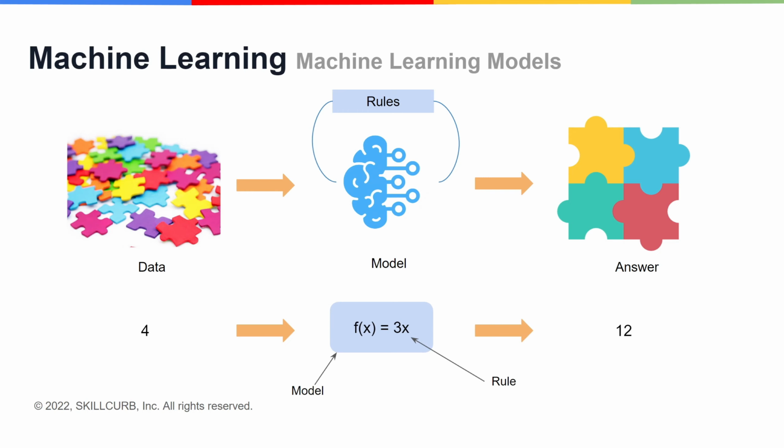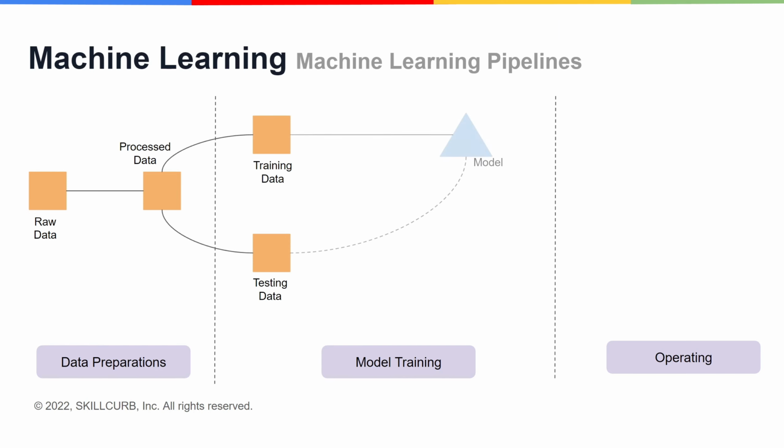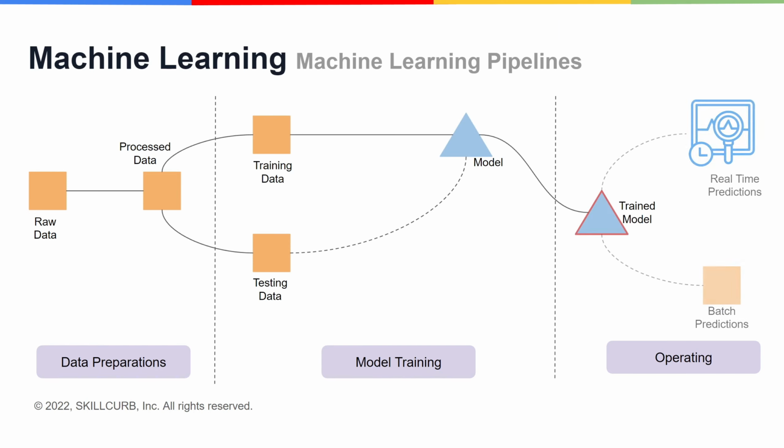After that, we may compare various models using the data from our input. It's time to work through the machine learning pipeline. There are 3 phases. These phases being data preparation, model training, and operating.